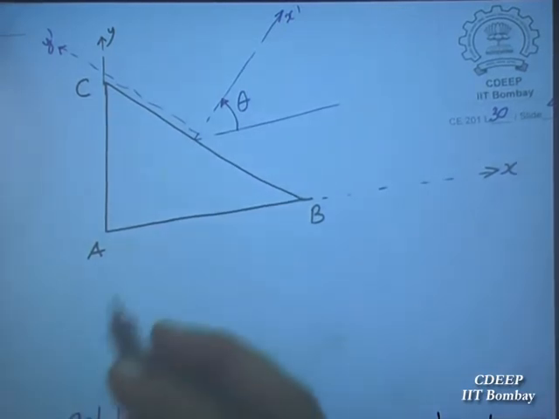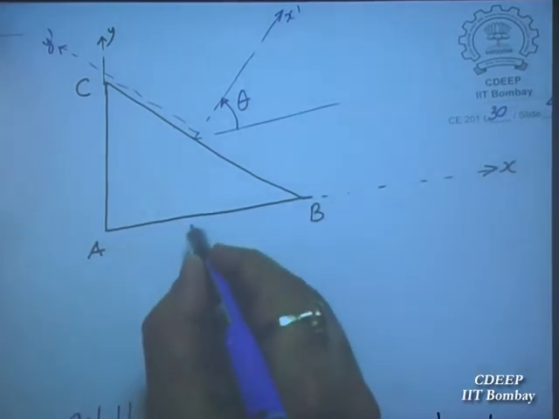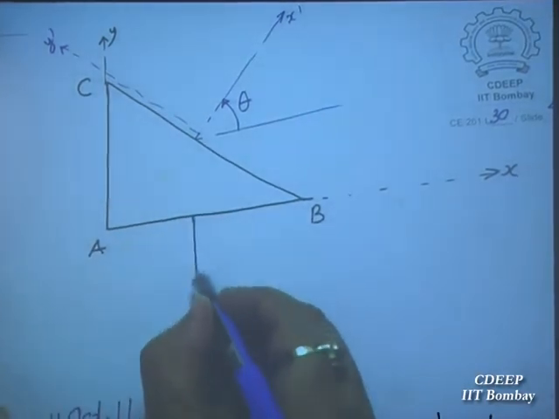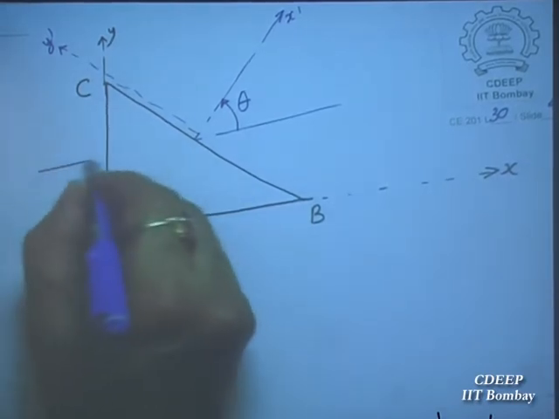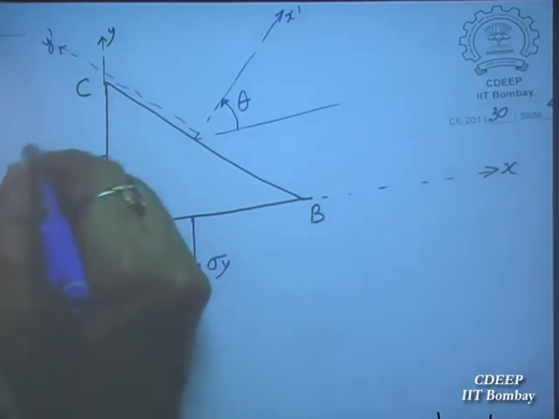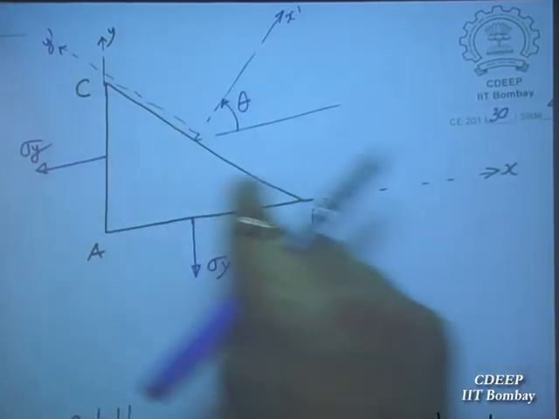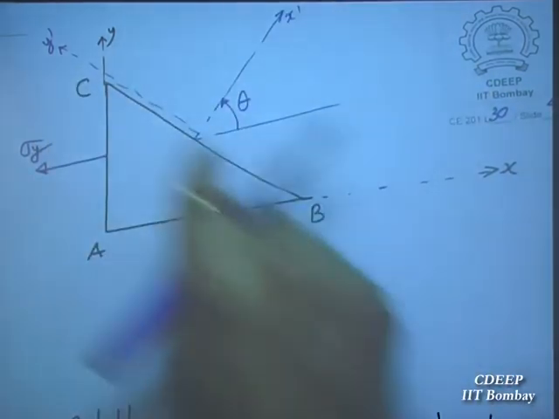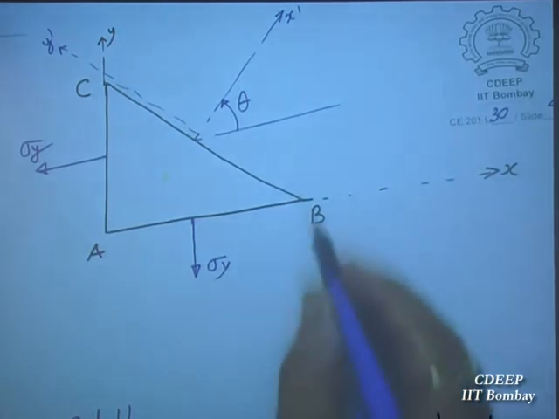Okay, so what is the stress acting on this AB plane originally? This is sigma y. This is sigma x. This is the negative plane. I have cut the element now, so I am putting the stresses on the cut plane. And this direction will be upward.